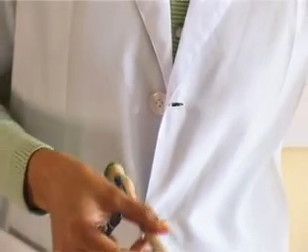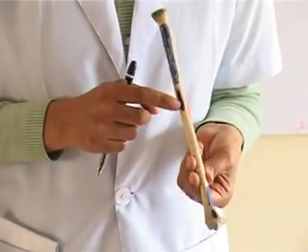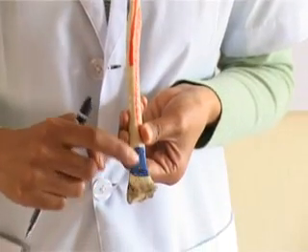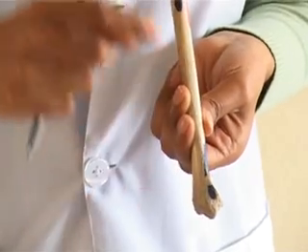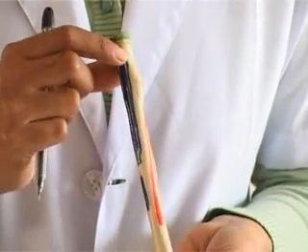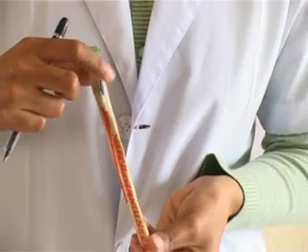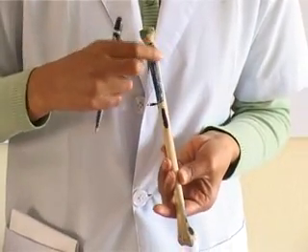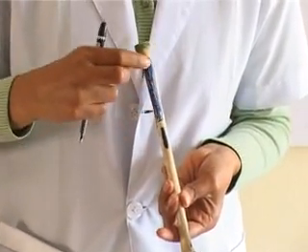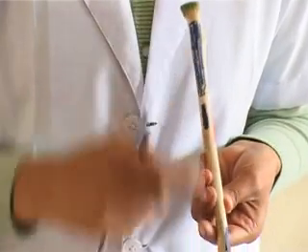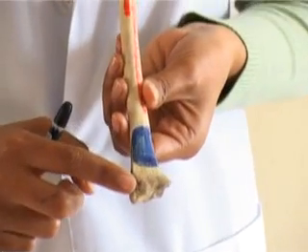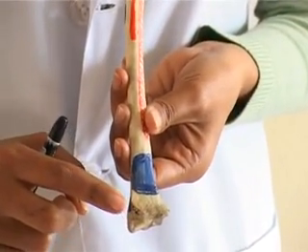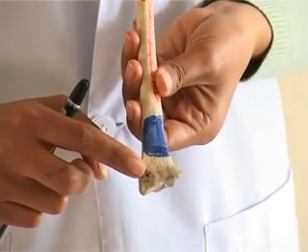Both pronators, that is pronator teres and pronator quadratus, both supinators, that is biceps brachii and supinator, and brachioradialis get inserted into the lateral bone of the forearm, that is the radius.